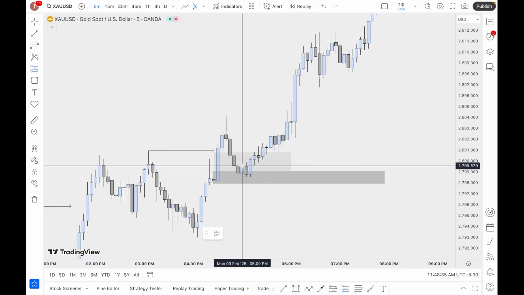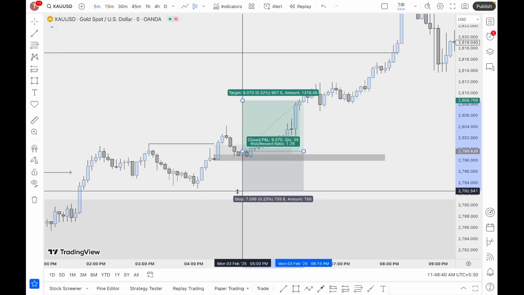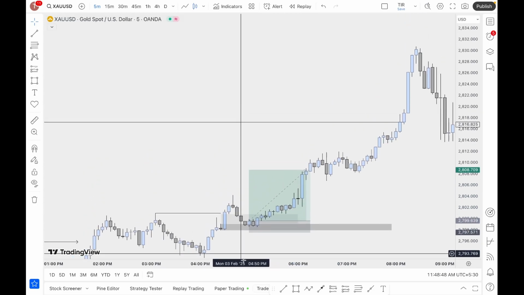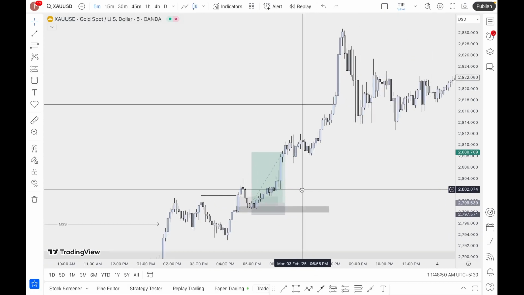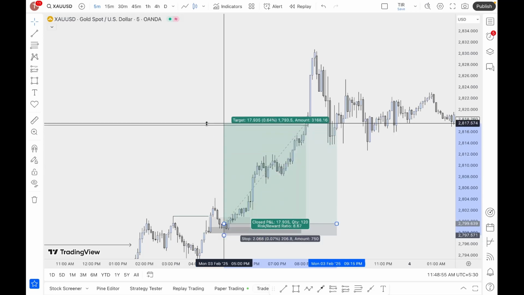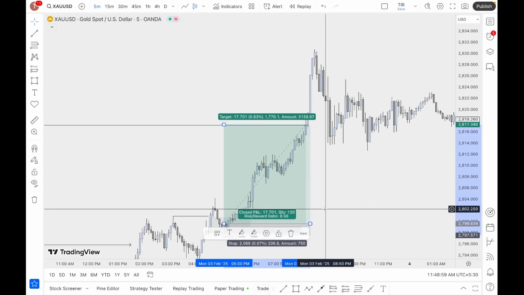From the fair value, you can enter, or you can enter from the order block. I will set my SL toward this, or if you are a risky trader, you can place your SL below the order block or the demand area and target till this high, right? Which gave us around 1 is to 8 RR.